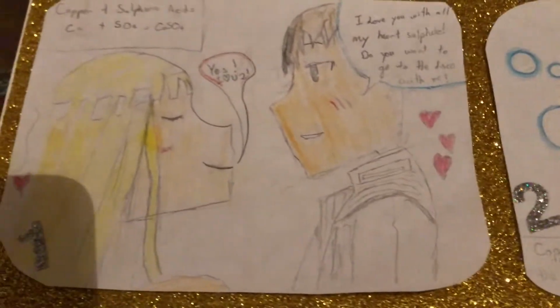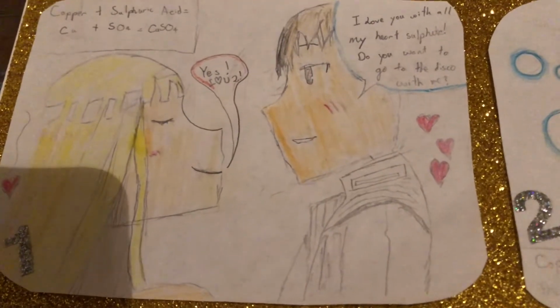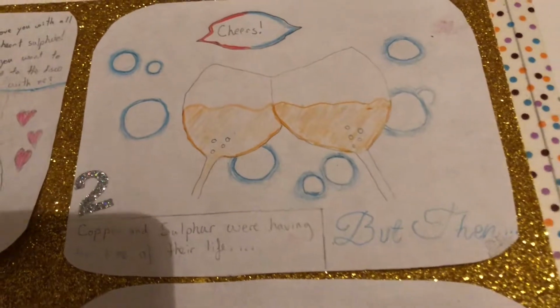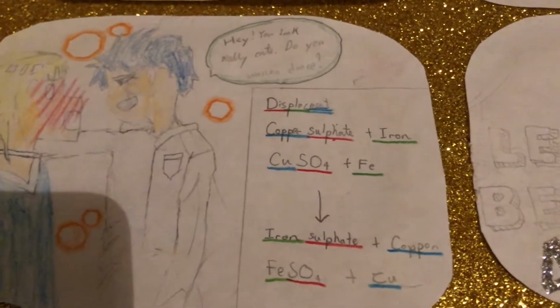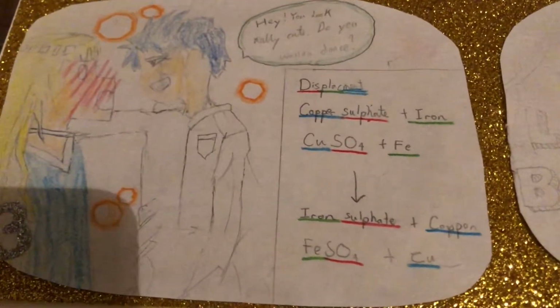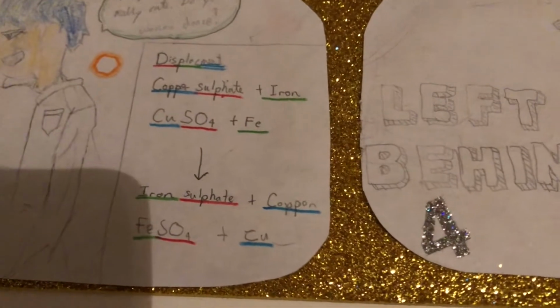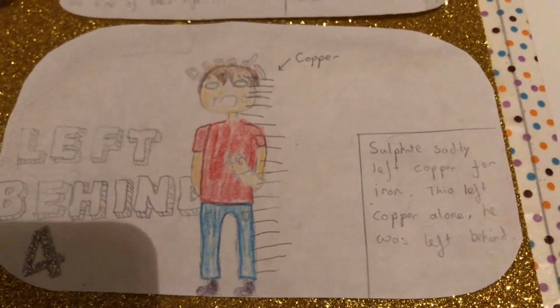As I said before, this is basically just showing all the elements as people, and the blonde girl is sulfate, the boy is copper, and then this is just a little drawing, and then this is just personifying iron, who has basically come to steal away sulfate from copper, and that is basically just the displacement equation, and that is just copper being sadly left behind.